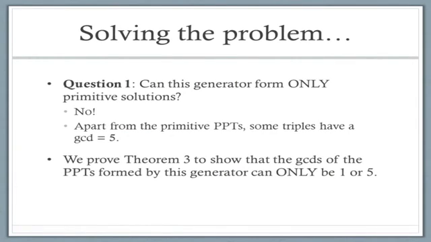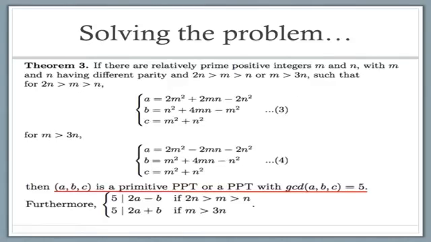It is because apart from the primitive PPTs, we also find other PPTs with GCD equal to 5. And we have theorem 3 to prove that the GCD of a PPT formed by this generator can only be 1 or 5. Note that the GCD of a, b, c can only be 1 or 5.